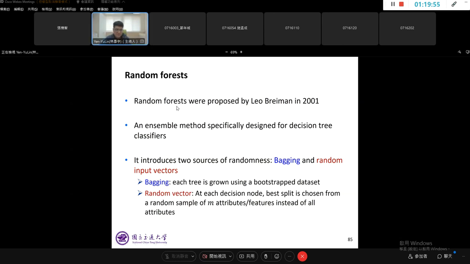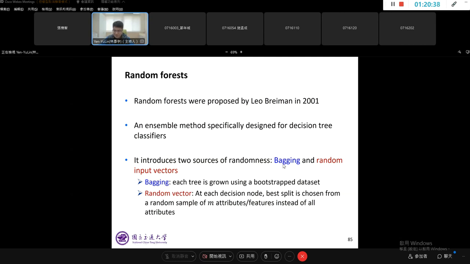A random forest is an ensemble method specifically designed for decision tree classifiers. This is the reason why this method is called random forest, because it is composed of several decision trees. Okay, so this is the meaning of forest. Let's look at the meaning of random. Random is the key feature of this machine learning methodology. Random forests introduce 2 sources of randomness.